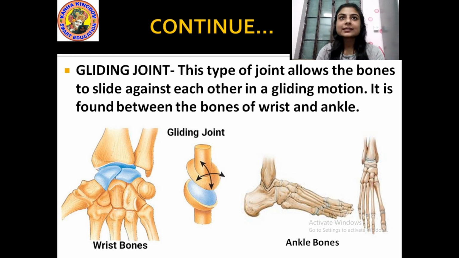And students, the next is gliding joint. Now what do you mean by gliding joint? This type of joint allows the bones to slide against each other in a gliding motion. It is found between the bones of the wrist and ankle, through which you can move your wrist up and down. Even your feet you can move up and down. Yes or no? So that is gliding joint of your body.